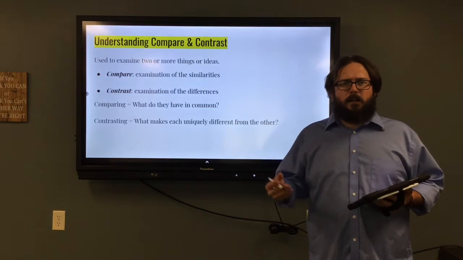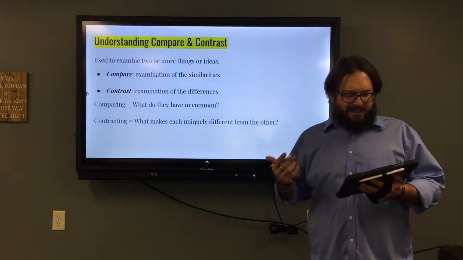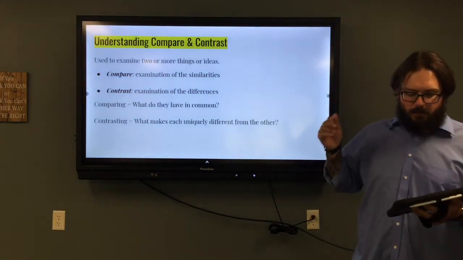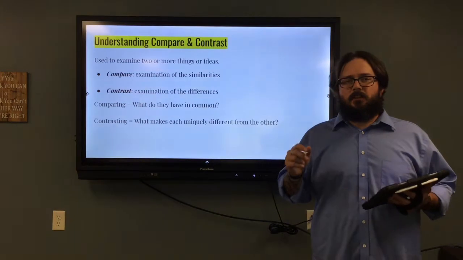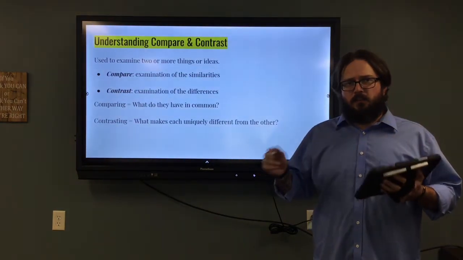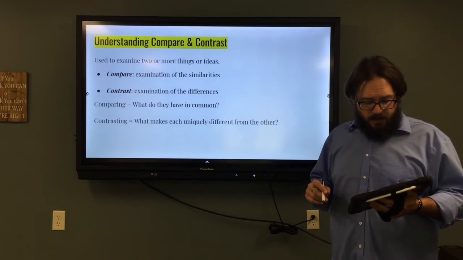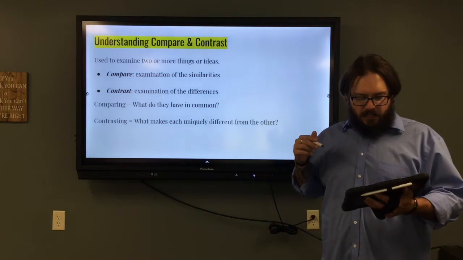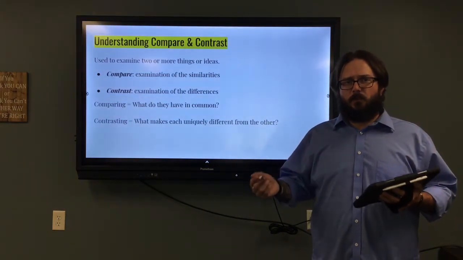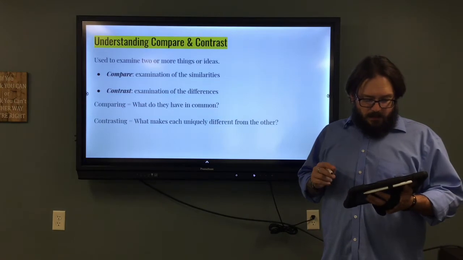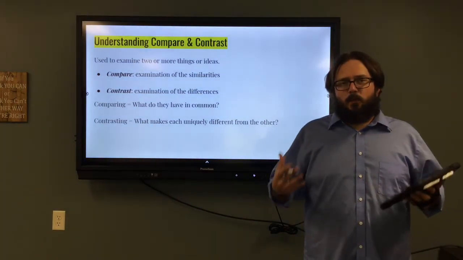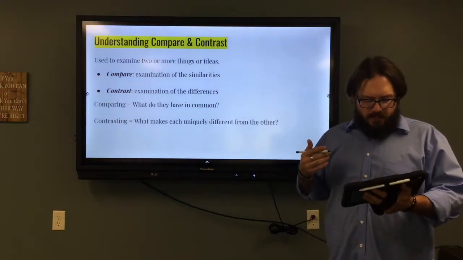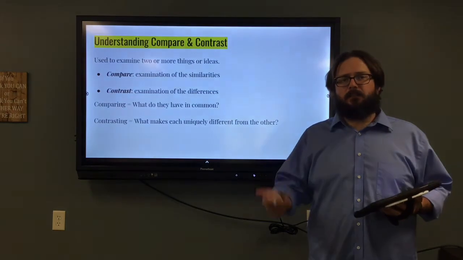So first, compare and contrast is used by an author to examine two or more things or ideas. When they are comparing, it is an examination of the similarities between two or more things or ideas. And when we contrast, we are examining the differences between two or more things or ideas. So essentially, comparing, we are asking the question, what do they have in common? And when we are contrasting, we are asking what makes each uniquely different from the other.